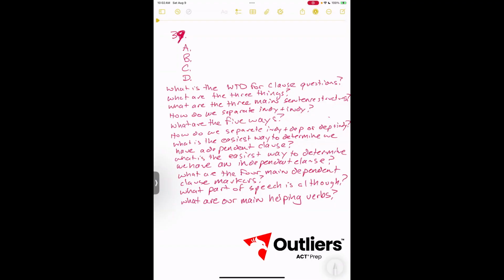What part of speech is although? It's a subordinate conjunction. Although is a subordinate conjunction, so it is a dependent clause marker. It can act as a conjunctive adverb if it separates 2 independent clauses in one sentence, but don't overcomplicate this. Although is a dependent clause marker, and I said it separates two independent clauses. I meant an independent and dependent clause, but yes. So that is one thing you need to know to answer this.